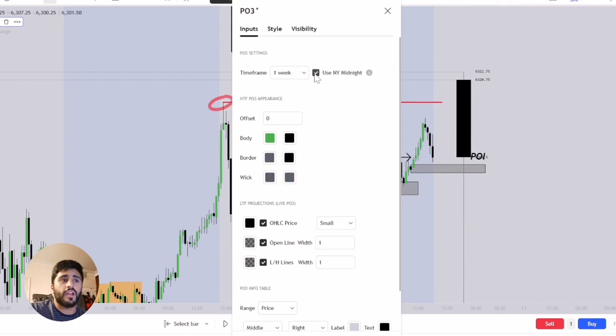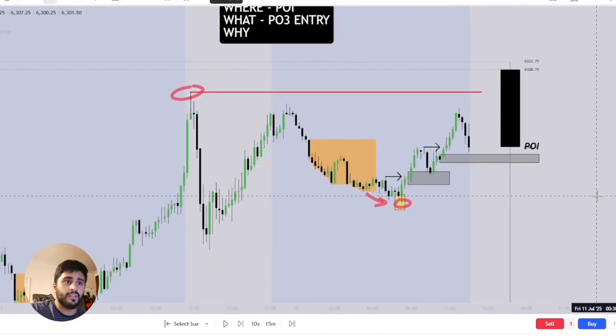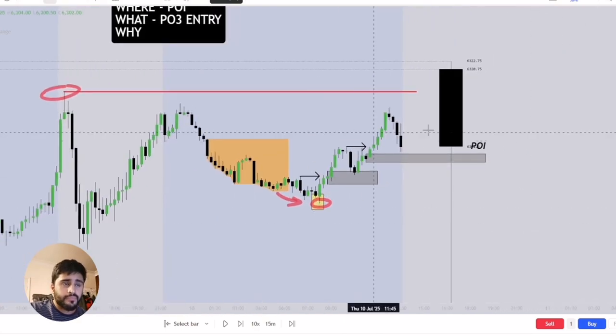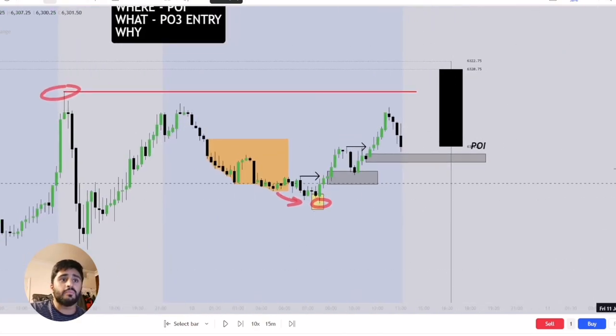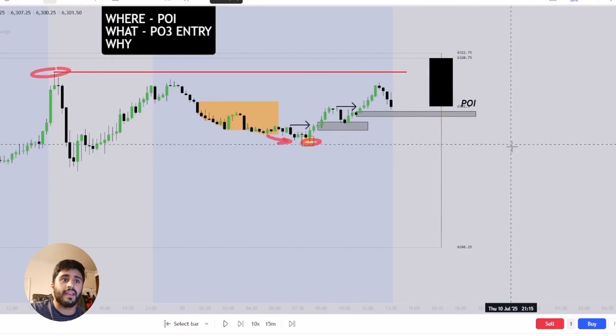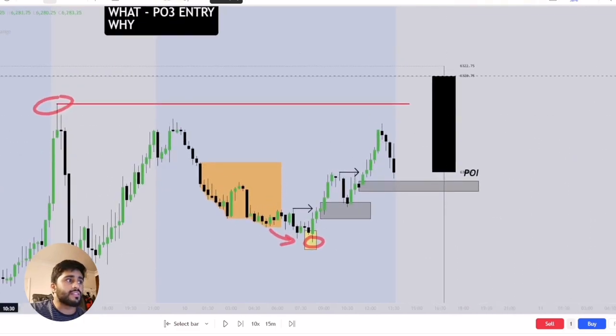So this trade was framed off the weekly power of 3, right? So this is the weekly power of 3. I'm going to untick the New York midnight opening price. So what you can see here is, though we have a weekly bullish candle, we can see price expanding heavily over here. What we've seen is the weekly opening price is situated just over here.